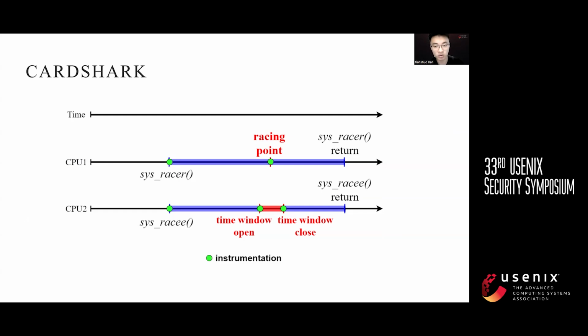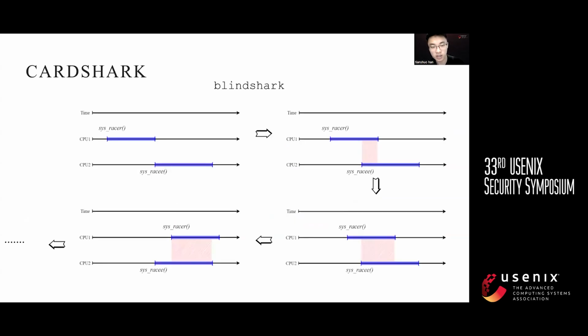So to make CARDSHARK more practical, we developed a technique called BlindShark. BlindShark can determine this align time without needing to understand the root cause or instrument the kernel. It works by interleaving the two racing syscalls with all possible overlaps, and the concurrency bug will inevitably be triggered at a specific overlap. And when triggered, we can record the align time and reproduce it with CARDSHARK. Well, one thing to note about BlindShark is the align time found by BlindShark doesn't assure that the racing point aligns at the center of the time window, so it will be less effective.